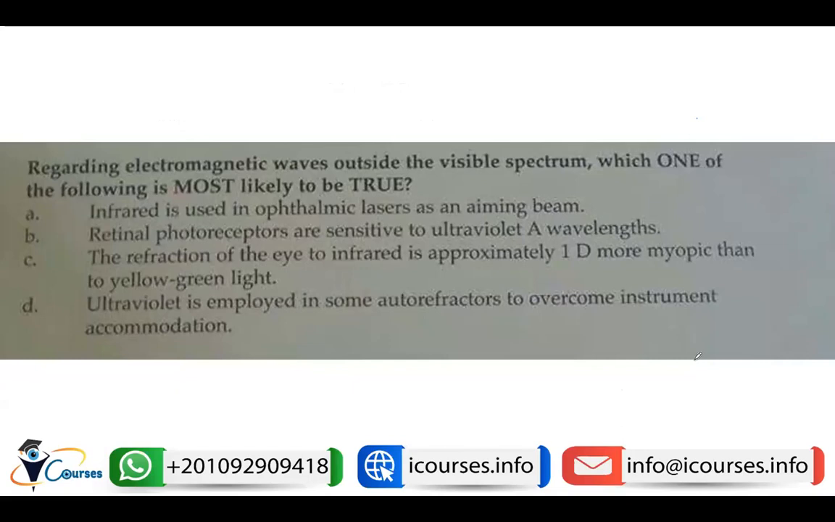So this question has some topics that we didn't discuss yet, but I just brought the question because it's asking about the electromagnetic waves, and I will repeat the question again when we study the other topics. But just give me a wild guess. What do you think the right answer is?